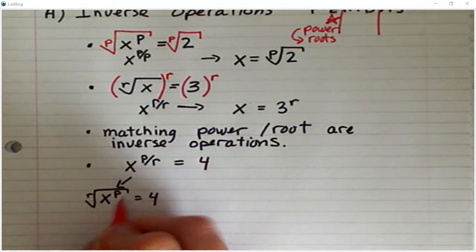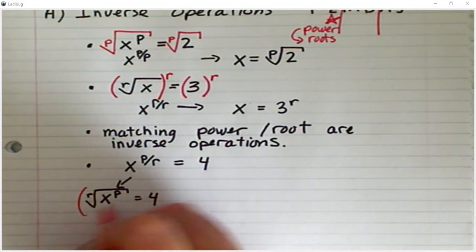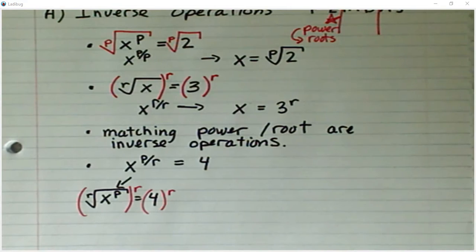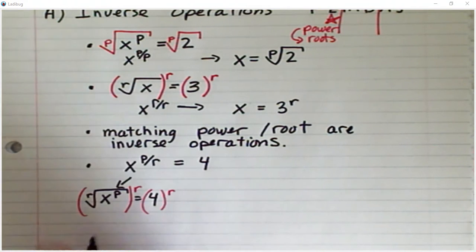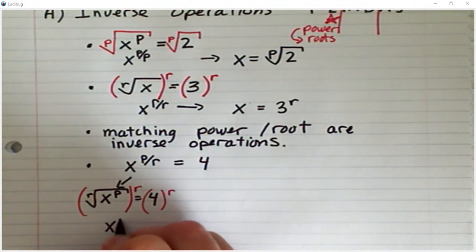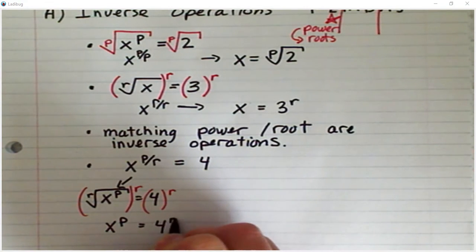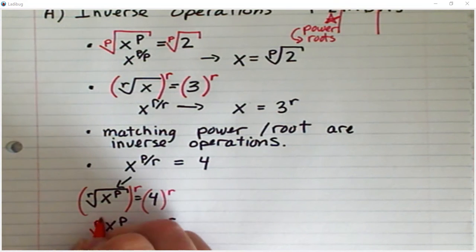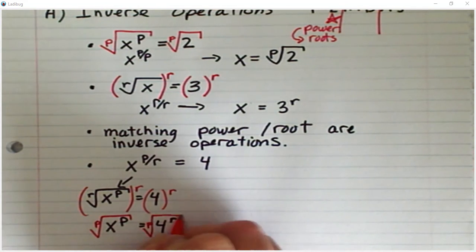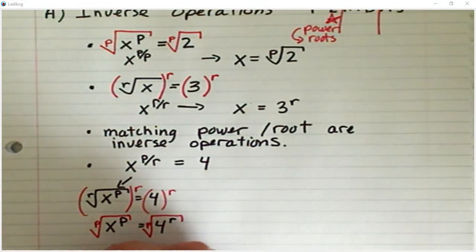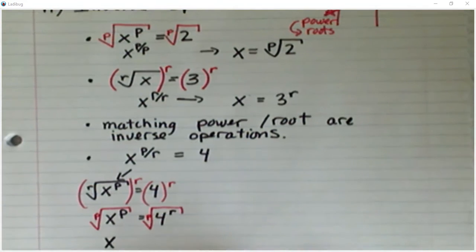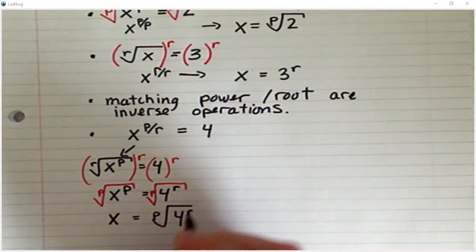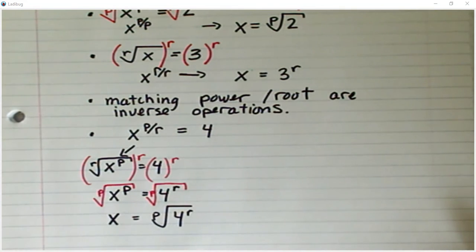Now, in this particular case, I left the p inside the radical, so I'm going to do an r, right? Let's do the r. So the r's cancel out power and root, and we have x to the p equals 4 to the r. But now I need to get rid of the p, so I'm going to do the root. Okay. This cancels out, and over here we just get the p root of 4 to the r. That's it. Okay, not too bad.